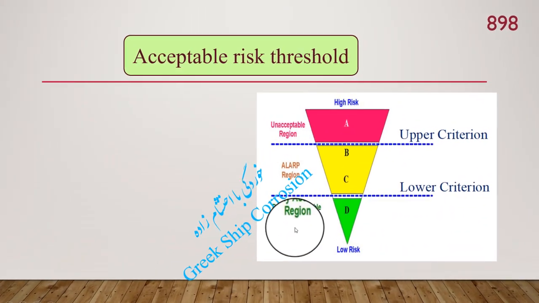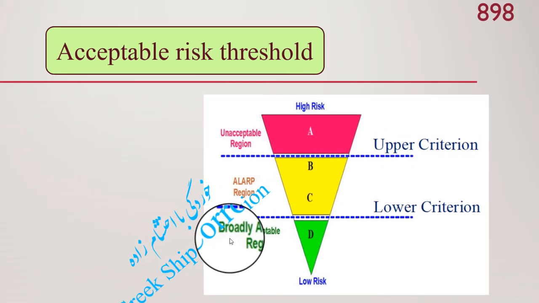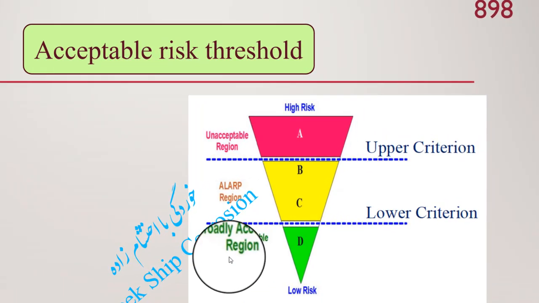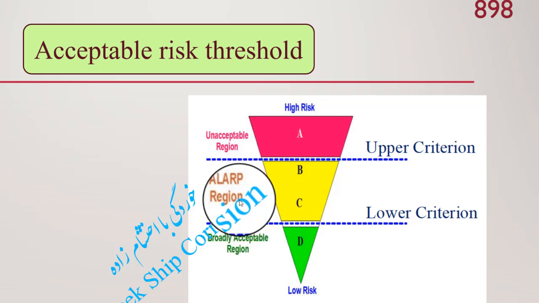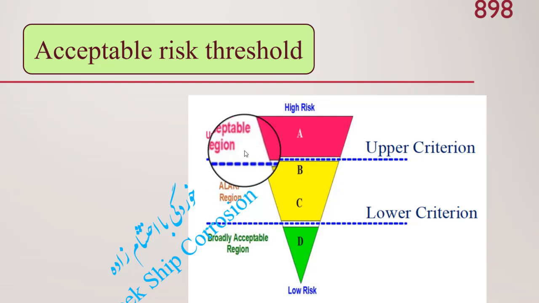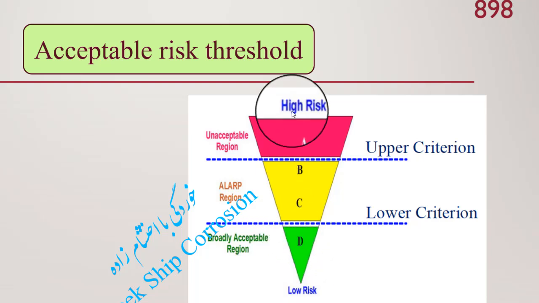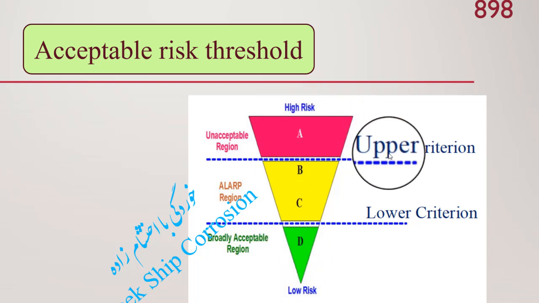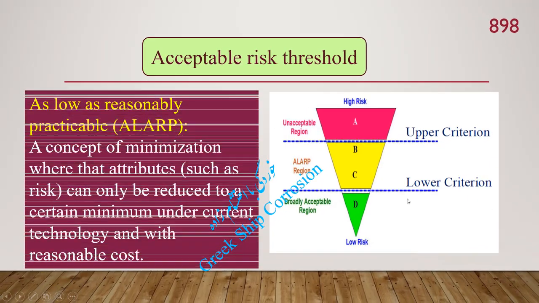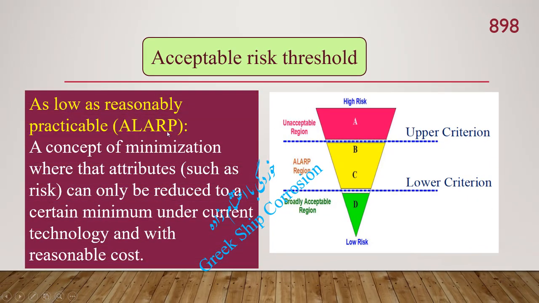In this figure, three regions can be seen: broadly acceptable region, ALARP region, unacceptable region, low risk, high risk, upper criterion, lower criterion. ALARP stands for as low as reasonably practicable, a concept of minimization where attributes such as risk can only be reduced to a certain minimum under current technology and with reasonable cost.